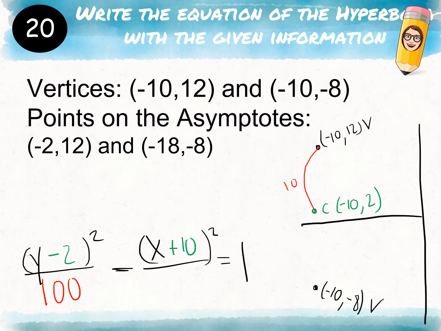Now let's go. Points on the asymptotes exist at -2, 12, and -18, -8.